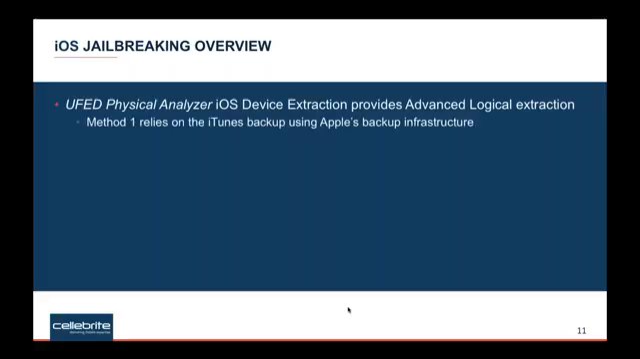So method one, and you'll see this pop up within the iOS device extraction in UFED Physical Analyzer. Method one relies on the iTunes backup using Apple's existing backup infrastructure. So it's quite similar to what iTunes would utilize for creating a backup on a computer, and we're simply leveraging something similar in a forensic manner to ensure that no changes occur to the device data.